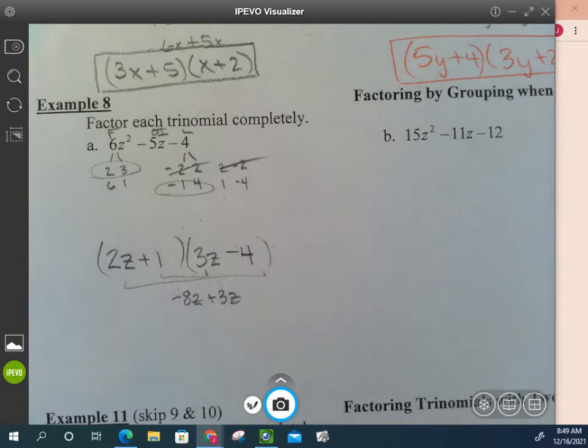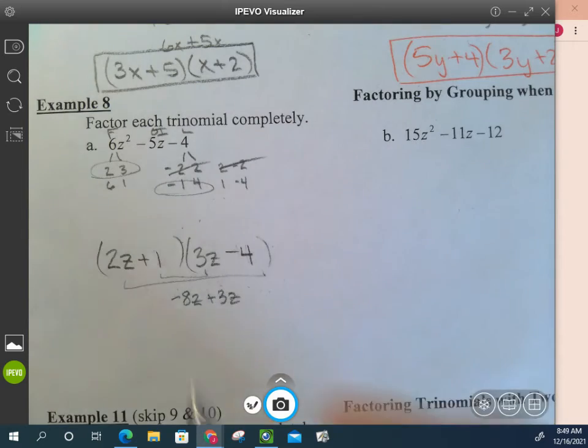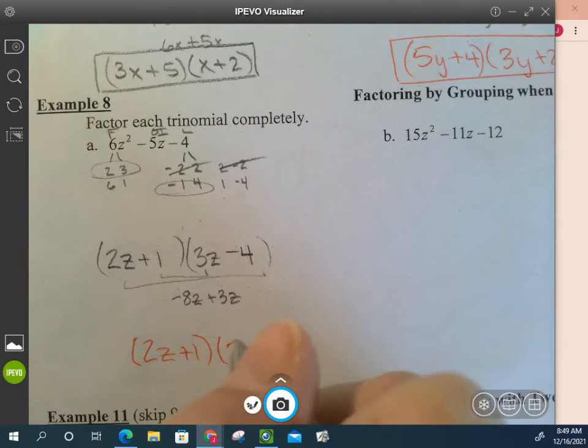So I'm done. If I would have gotten positive 5, flip the sign. So wrong number, flip the numbers, wrong sign, flip the signs. If none of this worked, I would have gone back and tried again. So my final answer here is 2z plus 1 and 3z minus 4.